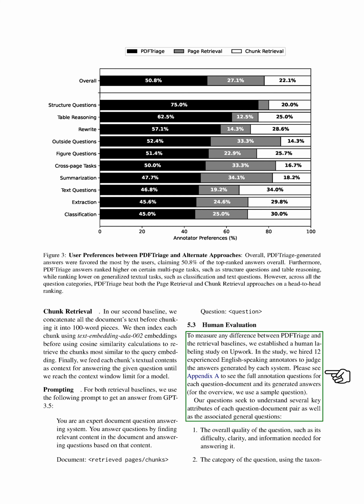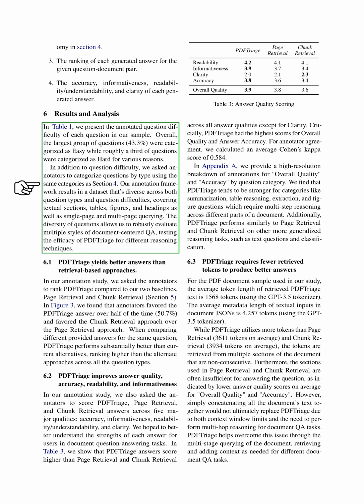To measure the difference between PDFTriage and the retrieval baselines, we conducted a human labeling study on Upwork. We hired 12 experienced English-speaking annotators to judge the answers generated by each system. We asked them to evaluate several key attributes of each question document pair and the associated general questions.